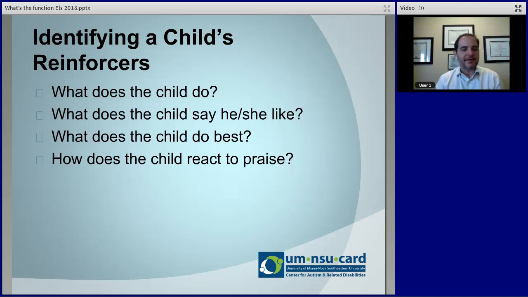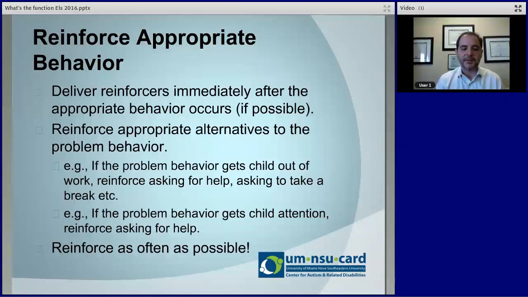So you want to identify your child's reinforcers. You want to know what they like. What does the child do? What does the child say that she likes? What do they do best? How do they react to praise? So that you can gauge what you should be using as your reinforcers. Some kids like tickles, some kids like praise, some kids like high fives, some kids don't. So you want to be sensitive to what the individual reinforcers are, because your reinforcers are not always going to be my reinforcers. We have to be aware of that. We have to be sensitive to that.